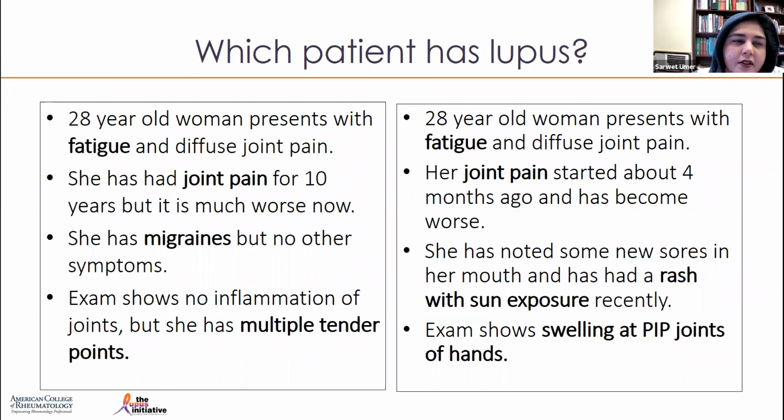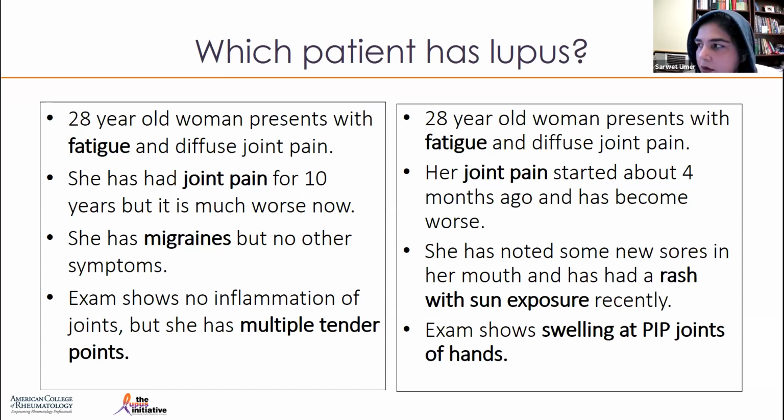Okay, so we have two cases here. Number one is a 28-year-old female presenting with fatigue and diffuse joint pain. She has had joint pain for 10 years, but it is worse now. She has migraine, but no other symptom. Exam shows no inflammation of joint, but she has multiple tender points.